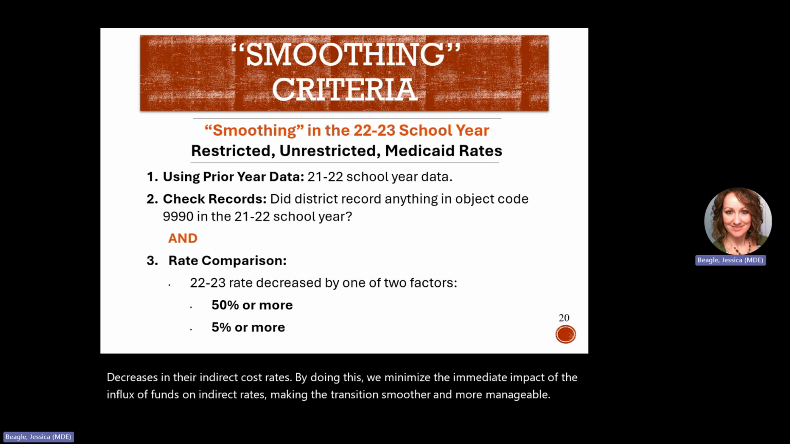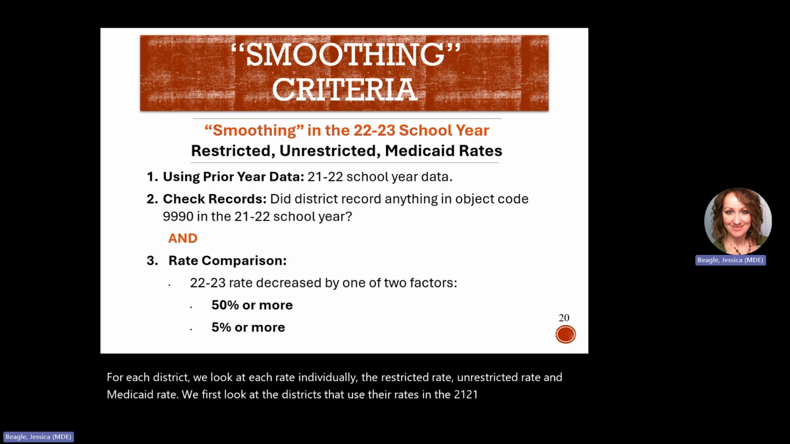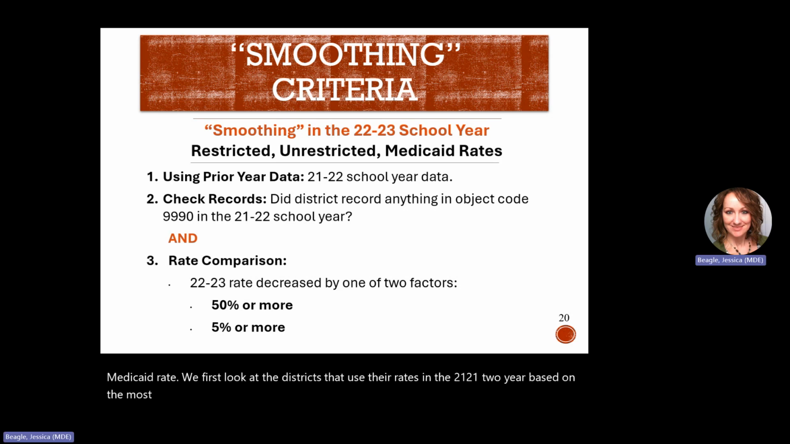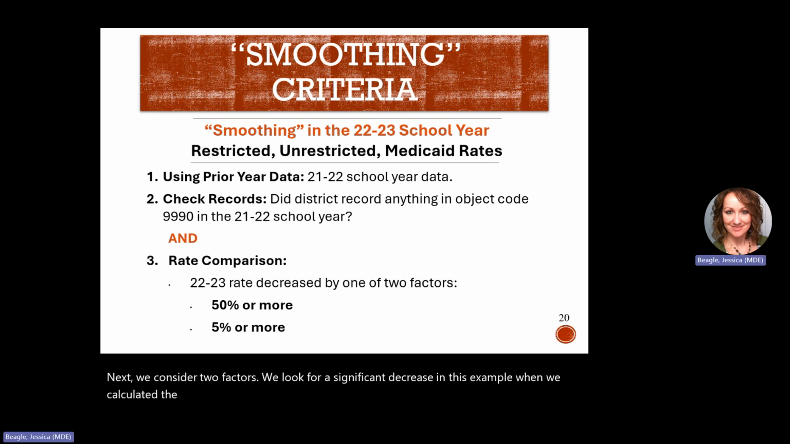How do we determine which districts receive smoothing? Well, for each district, we look at each rate individually, the restricted rate, unrestricted rate, and Medicaid rate. We first look at the districts that use their rates in the 21-22 year based on the most recent FID data. Next, we consider two factors. We look for a significant decrease. In this example, when we calculated the 22-23 rates, we then checked if the 22-23 rates decreased by 50% or more from the 21-22 rates.